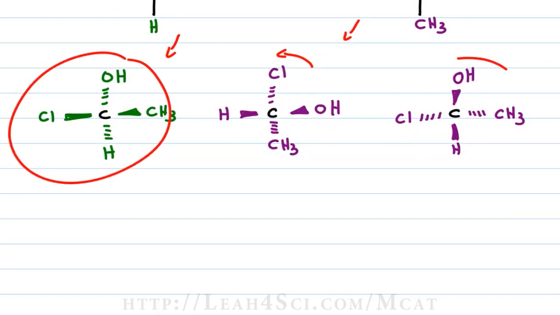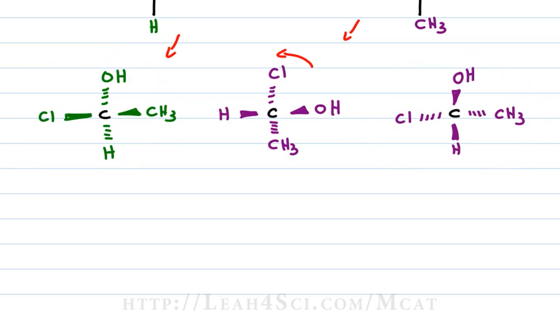Take a look at these two structures. They're oriented the same way around the chiral carbon, but where the purple structure comes out of the page, the green structure goes into the page. Where the purple goes into the page, the green goes out of the page, and that means they are enantiomers of each other. So how did that happen?